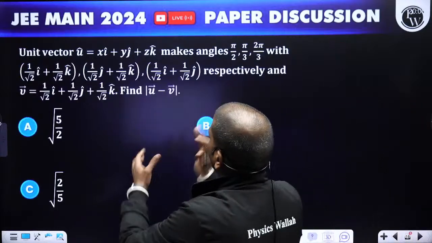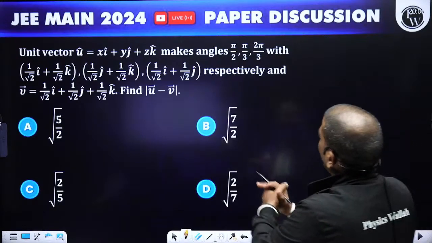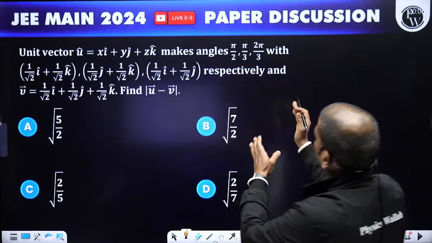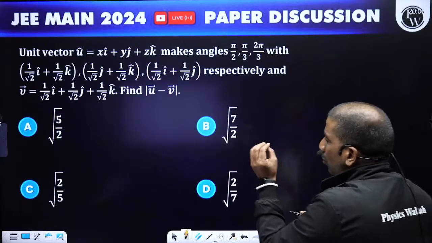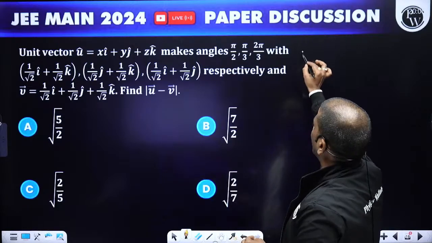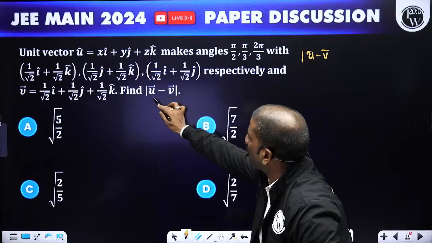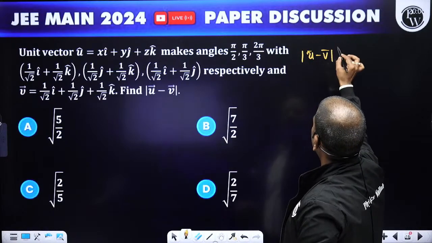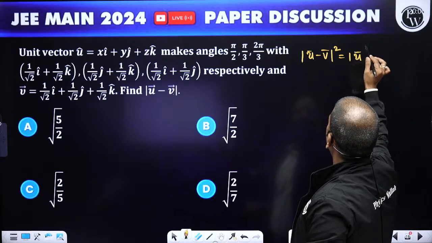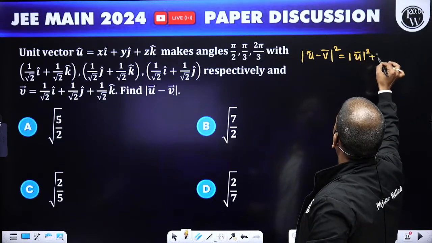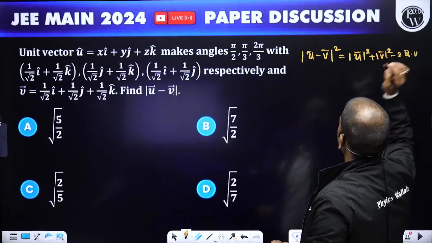Next, beautiful question here. Unit vector makes pi by 2, pi by 3, 2 pi by 3 with these vectors respectively. I will give you the easiest solution here. You want magnitude of u minus v. I will find the square of it. You look at here: u square plus v square minus 2 times u dot v.